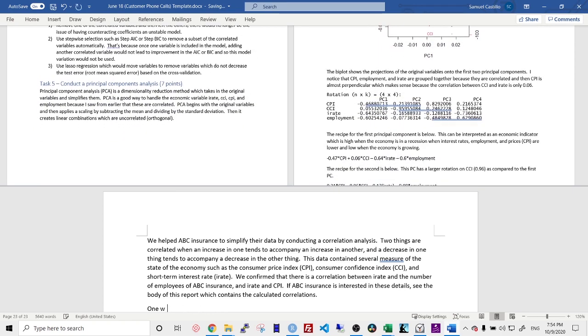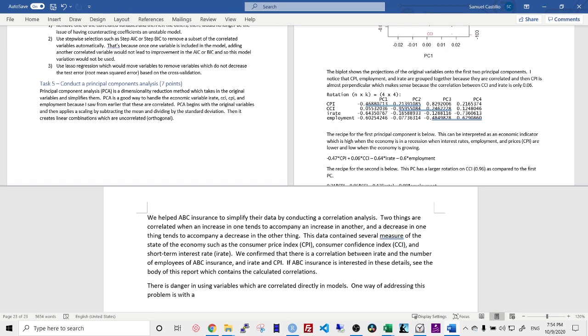So let me go even further back. Let's say there is danger in using variables which are correlated directly in models. One way of addressing this problem is with a principal component decomposition. This merges together variables which are correlated into new simpler variables, into fewer variables, which contain most of the same information.